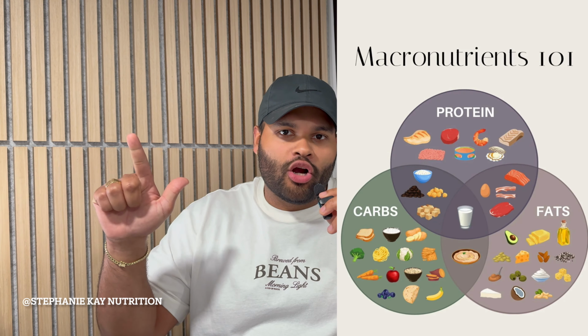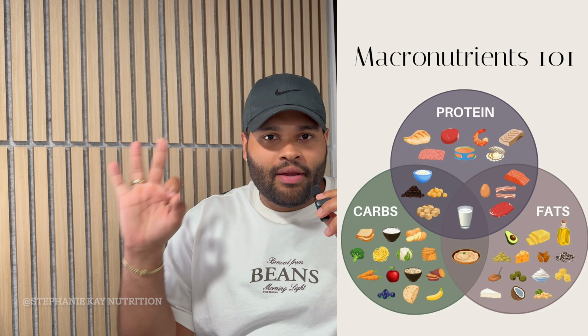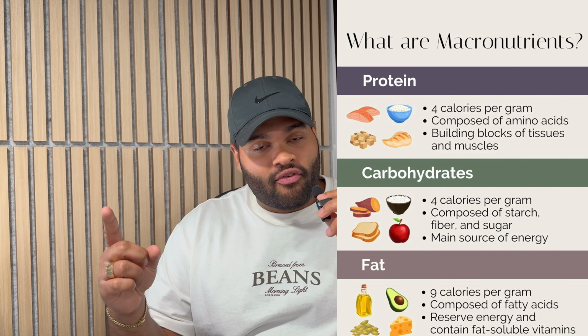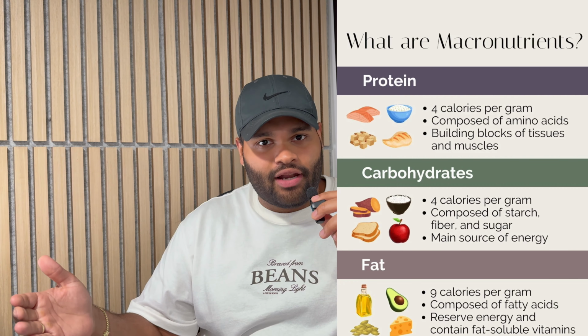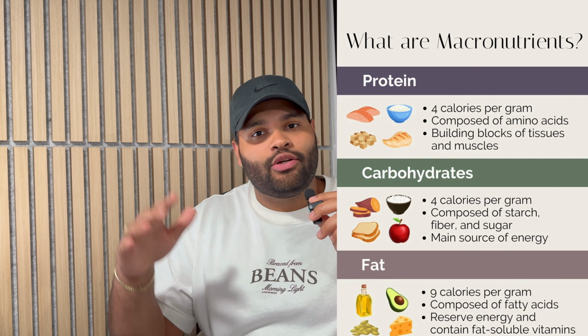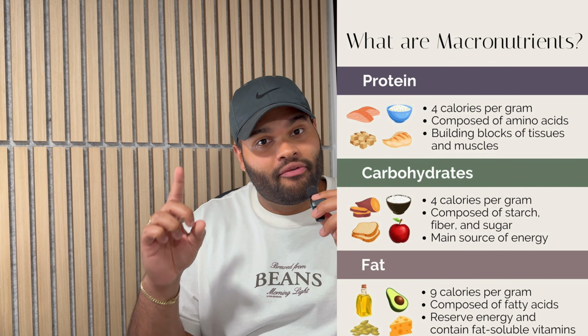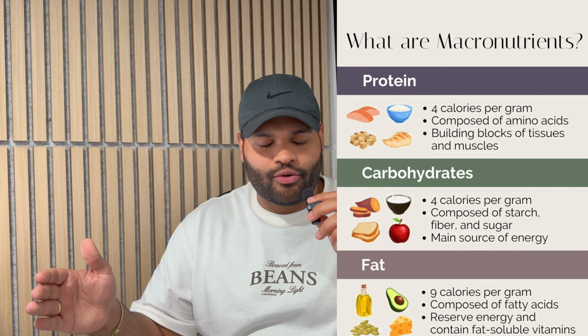Firstly, I want to quickly gloss over what macronutrients are and how they are calculated or translated to calories: proteins, carbs, and fats. Those are the three macronutrients. 1 gram of protein is equal to 4 calories. 1 gram of carbs is equal to 4 calories. 1 gram of fat is equal to 9 calories. So 100 grams of protein or carbs is 400 calories, and 100 grams of fats is 900 calories.